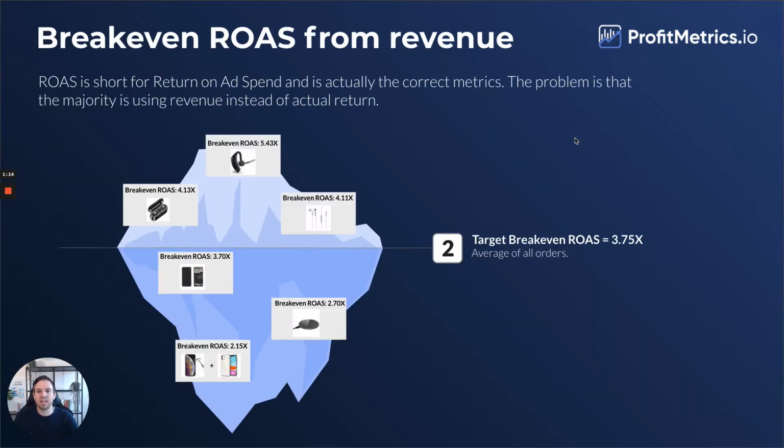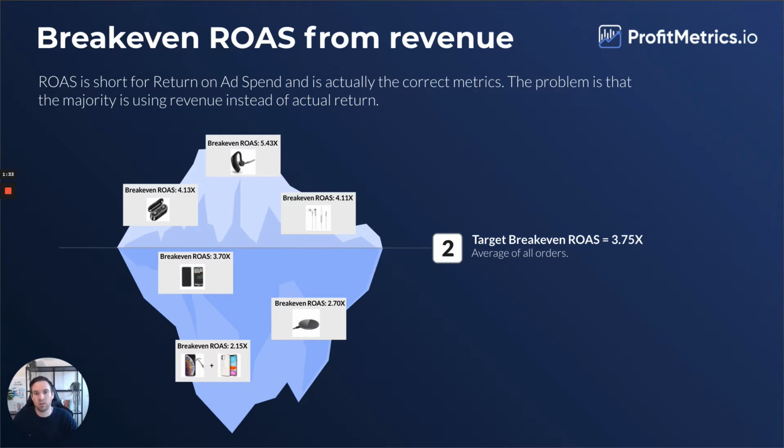And again, it's that ROAS that is the problem. Return on ad spend is the right KPI. The problem is just in e-commerce, we don't use the return on ad spend. We actually use revenue on ad spend. And this is just an example of an electronics store. It's pretty similar to most companies.